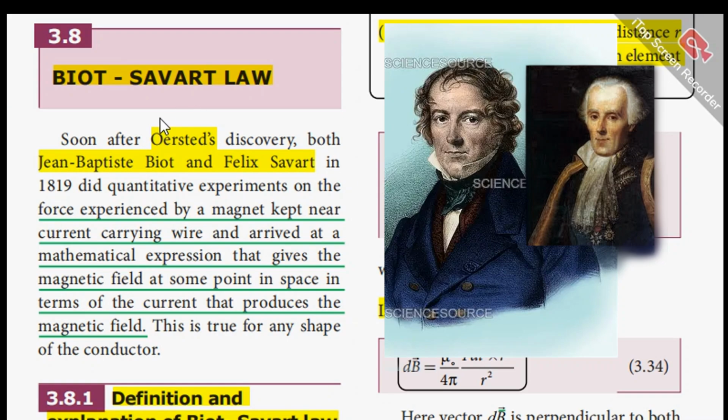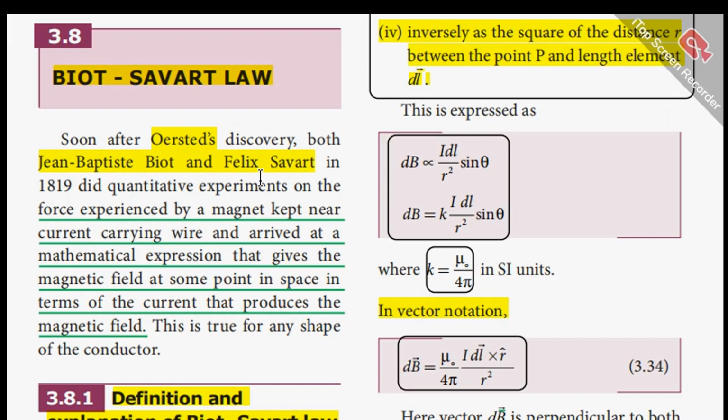Now let us study the Biot-Savart law. Soon after Oersted's discovery, both Jean-Baptiste Biot and Felix Savart in 1819 did quantitative experiments on the force experienced by a magnet kept near a current carrying wire and arrived at a mathematical expression that gives the magnetic field at some point in space in terms of the current that produces the magnetic field.